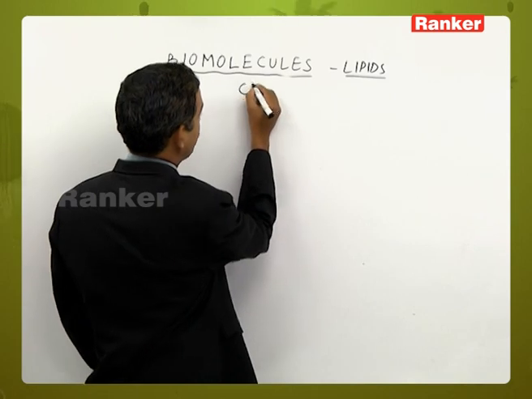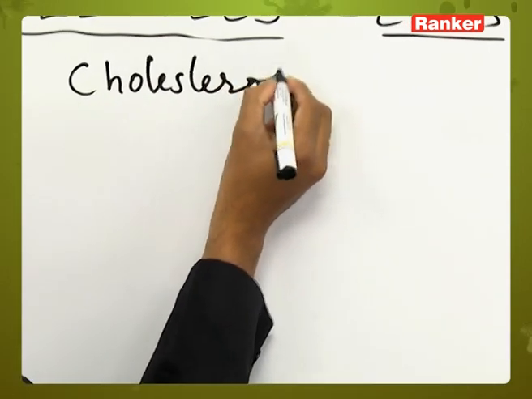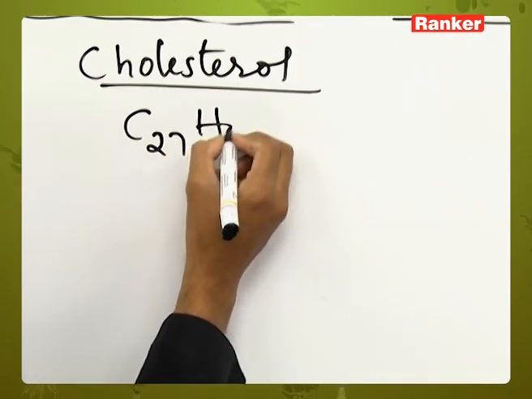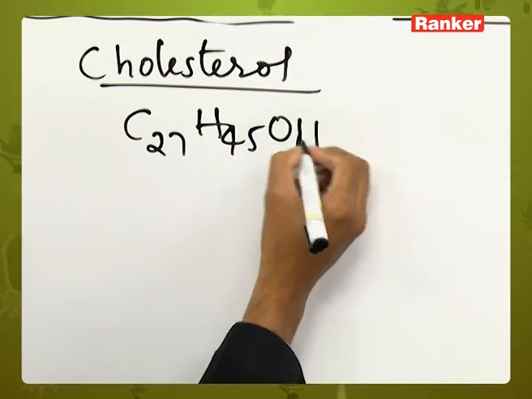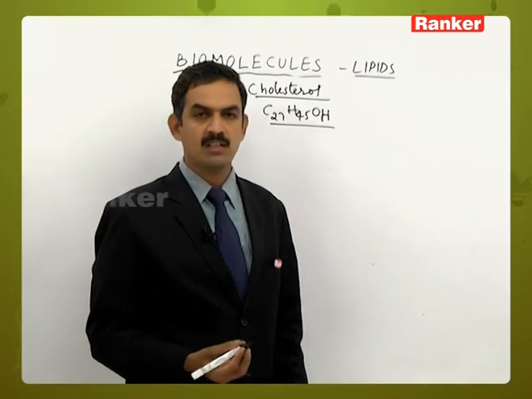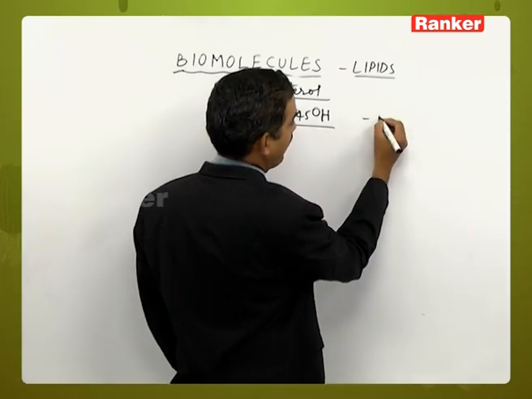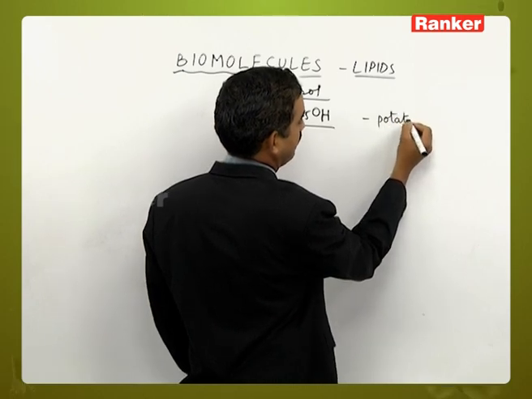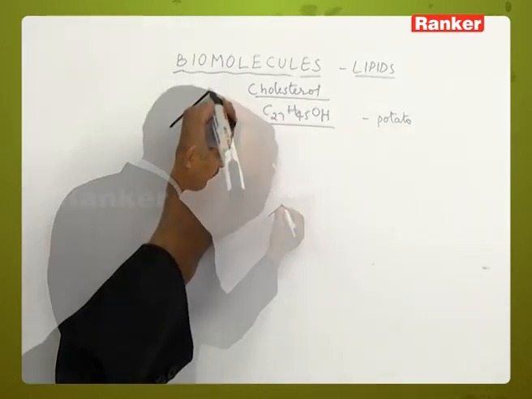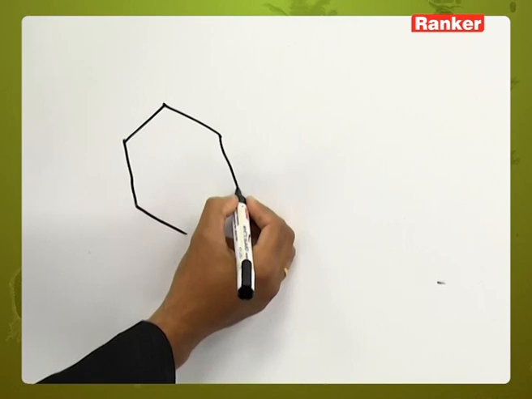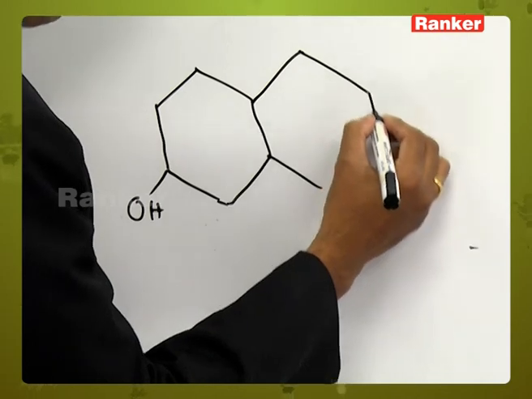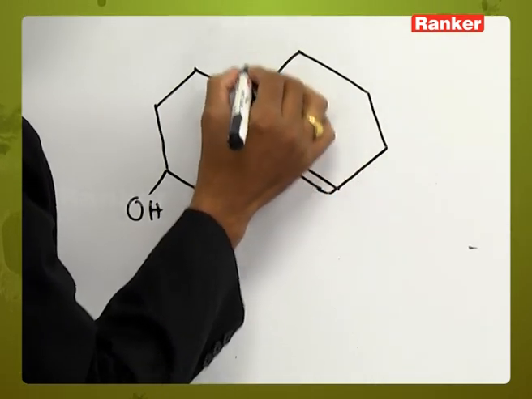Next one is cholesterol. Here the molecular formula is C27H45OH. This is present in animals and also in plants, like in potato. This cholesterol is showing the molecular structure like this: OH, the double bond here and a methyl group.